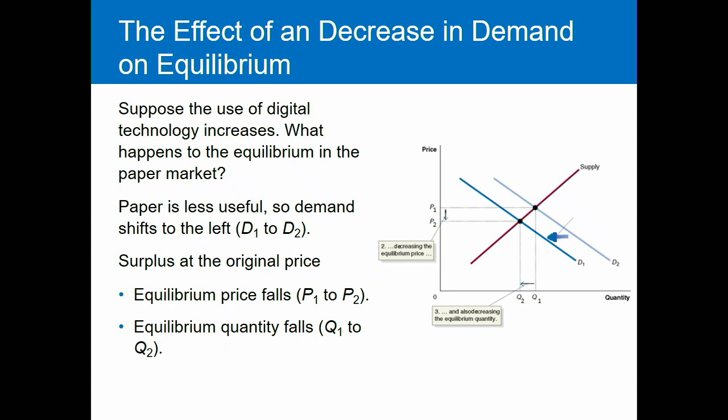At the original price, if we stayed here at P1 and just moved onto this demand curve, we're going to see a surplus at the original price. Because consumers don't value the paper as much, they're going to be less willing to purchase it. So there's going to be leftover paper on the market. That's going to force the price down as producers are forced to sell at a lower price just to get them off the shelves. What it's going to end up doing is decreasing the quantity demanded from Q1 to Q2.